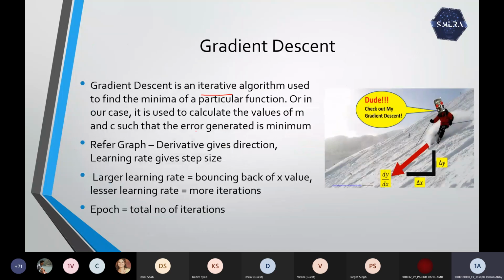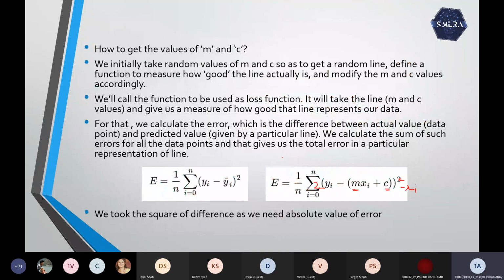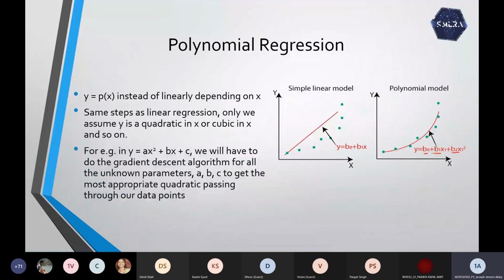As we have found the best values of m and c using this gradient descent concept, similarly you will find the best values of B0, B1, B2. Same thing we are doing, just our function is changing. You have to take the derivative with respect to B0, then B1, then B2, and so on. After running the algorithm, we'll get the best values. We can plot our function, and whenever we give any x value, we can get a predicted y value. Is that fine? It's the same thing as linear regression.